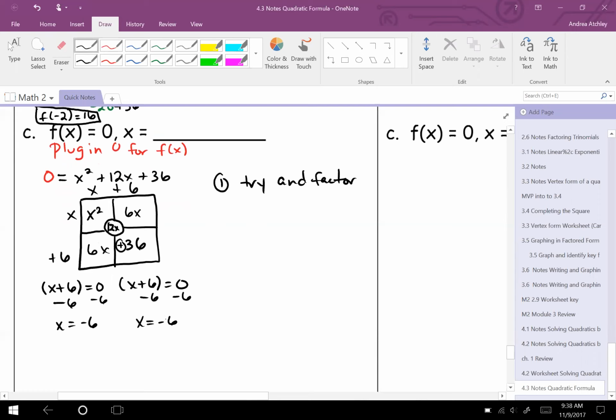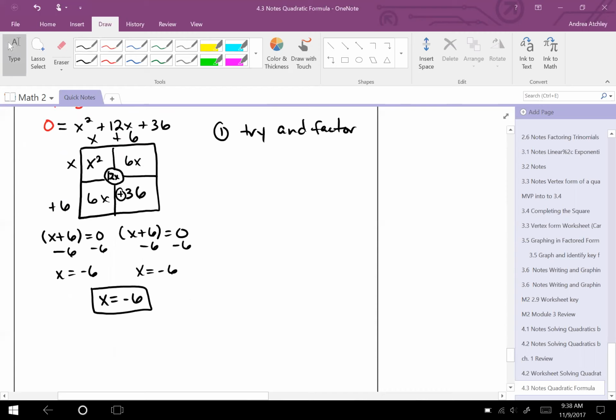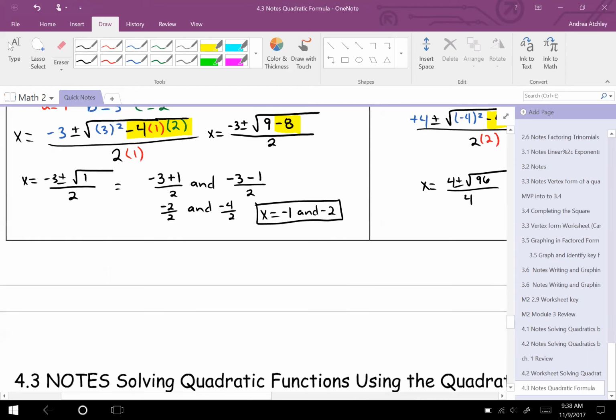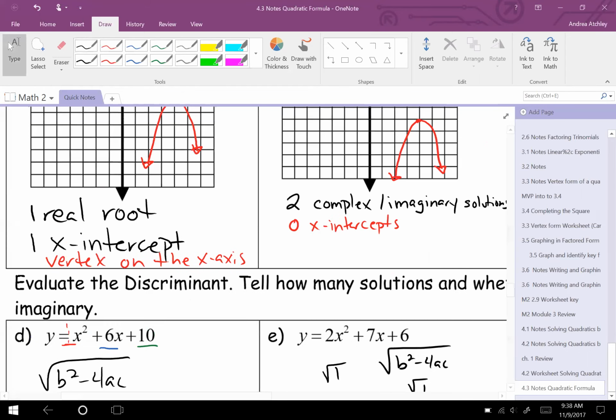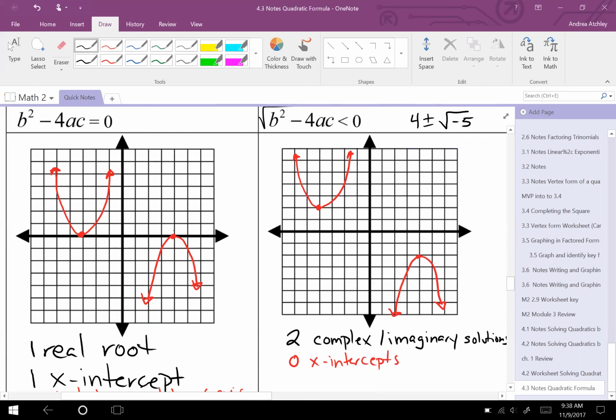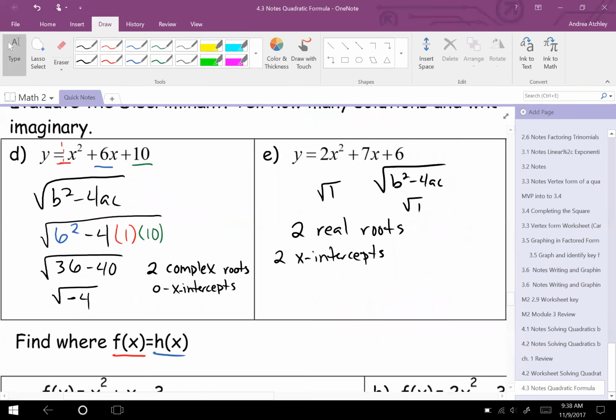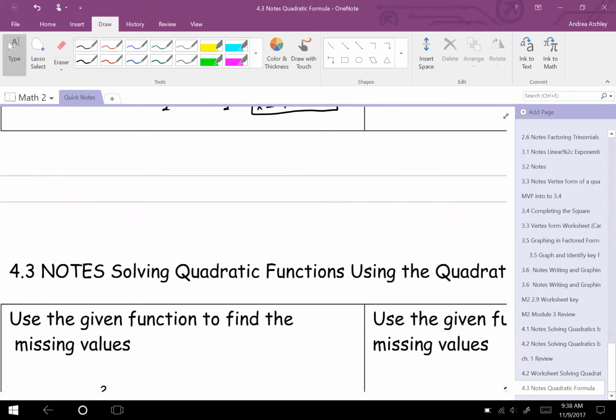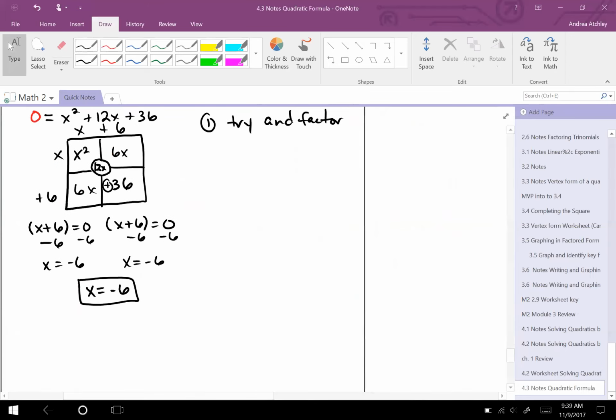It's the same exact answer, right? What does that tell me about my graph if I only have one solution? One x-intercept. So if I go back up here, one x-intercept means the vertex is on the x-axis, right? So that's kind of what my graph's going to look like. It would face up because my a value was positive. So I know it's not reflecting. But it would have the vertex at -6 and 0 for y.